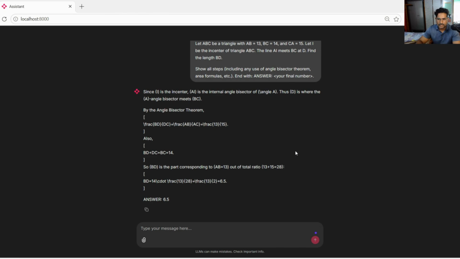So this is how the Kimi model did the mathematical answering, the bisector of the angle, and then it internally meets with the BC, and it uses the angle bisector theorem and gives us the final answer and how it used that.